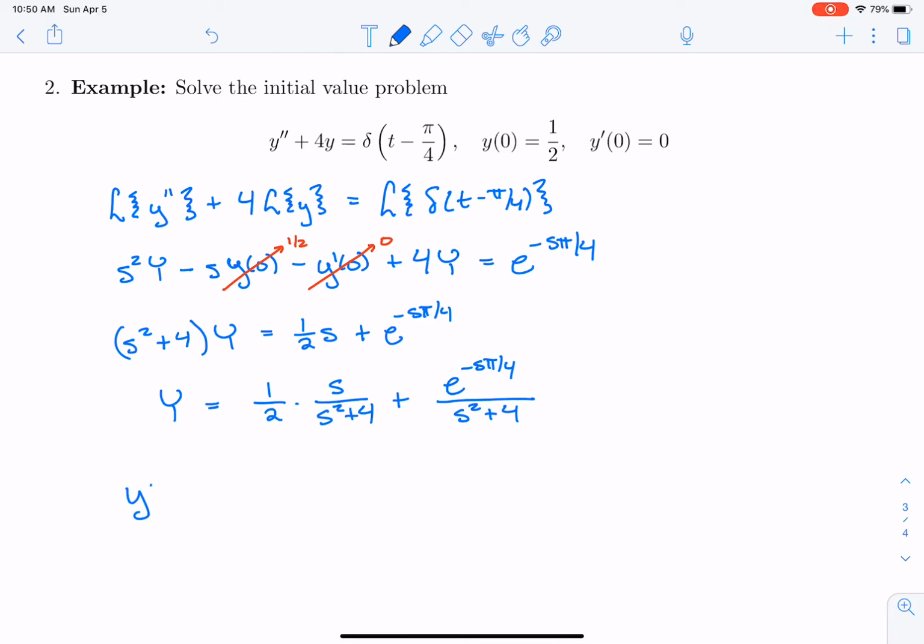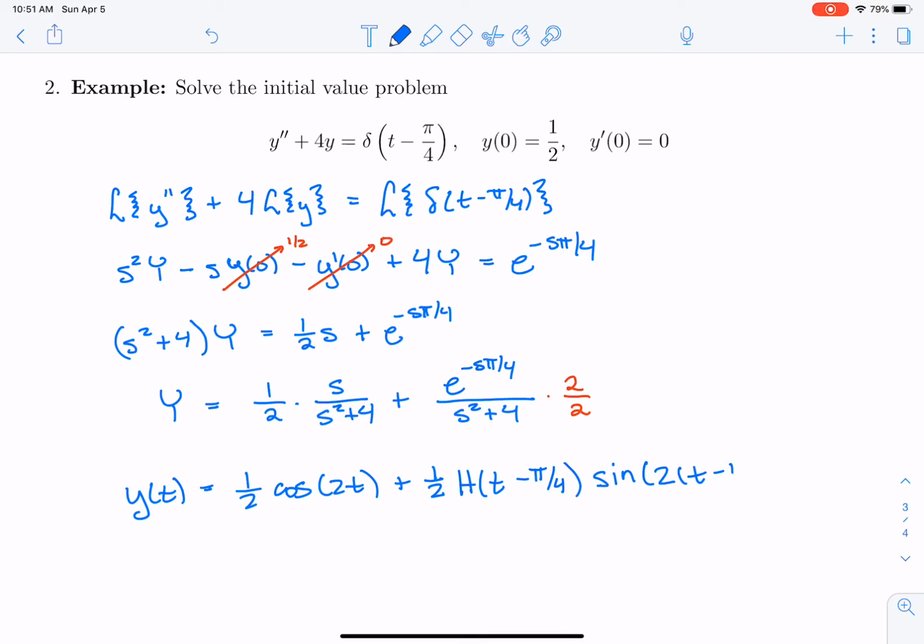So I can take the inverse Laplace transform to get little y of t. Little y of t is going to be 1/2 cosine of 2t. Okay, so the inverse Laplace transform of s over s squared plus 4 is cosine of 2t. And then I'm going to treat the s squared plus 4, I'm going to multiply top and bottom by 2 so that I can think about that as being 1/2 times, and then now I'm going to use the e to the minus s pi over 4. When I do the inverse Laplace transform, I'm going to get h of t minus pi over 4, so the Heaviside function of t minus pi over 4. And then now I have a 2 over s squared plus 2 squared, so that's a sine. So this is going to be the sine of 2, and not t, but t minus pi over 4.